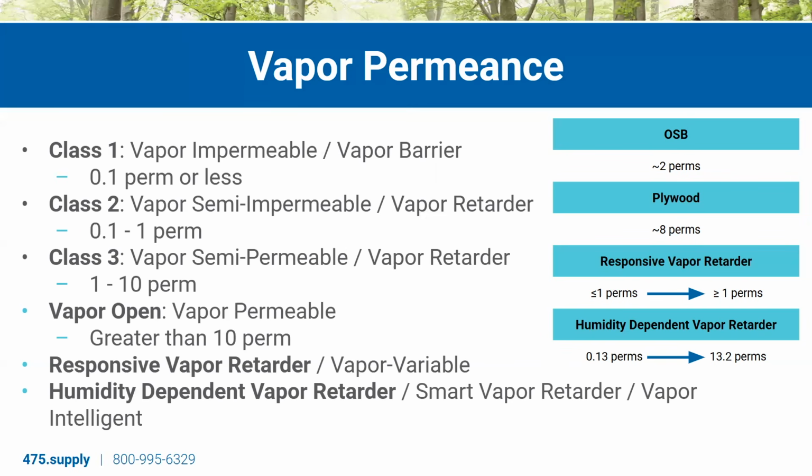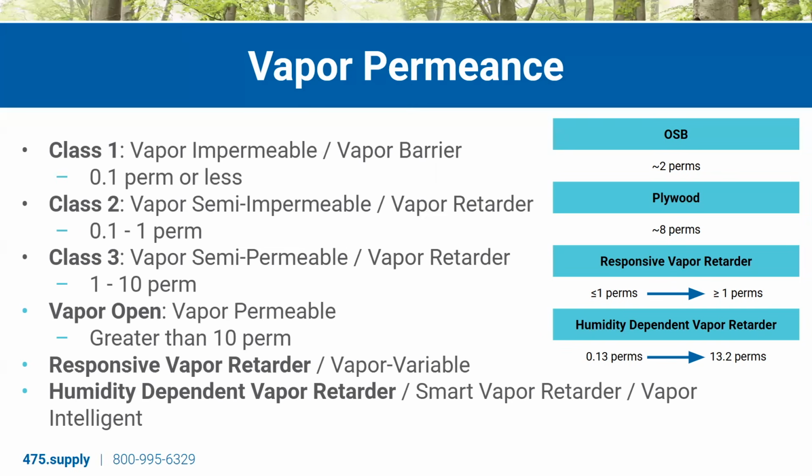Then we have vapor open or vapor permeable anytime the number is greater than 10. So the Solitex Mento membranes are all vapor open. The Adhero 1000 is actually a vapor permeable 12. So it's vapor open, vapor permeable.